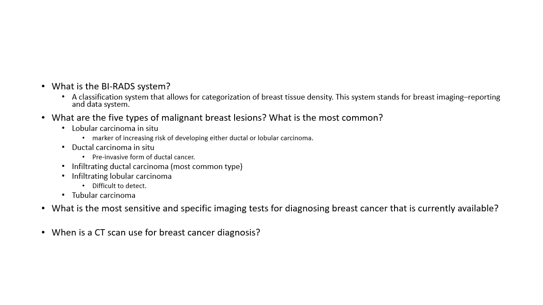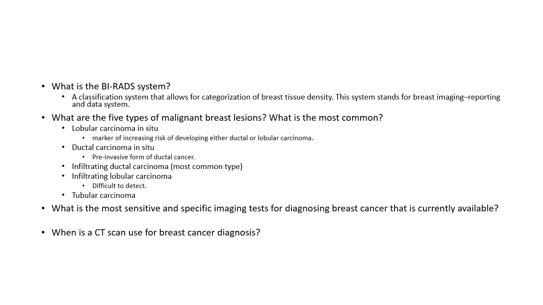So again, you have lobular carcinoma in situ, which is a marker of increasing risk of developing either ductal or lobular carcinoma. Then you have ductal carcinoma in situ, which is a pre-invasive form of ductal cancer. Then we have infiltrating ductal carcinoma, which is the most common type. You have infiltrating lobular carcinoma, which is difficult to detect. Lastly, you have tubular carcinoma. So remember, the most common type of malignant breast lesion was infiltrating ductal carcinoma.